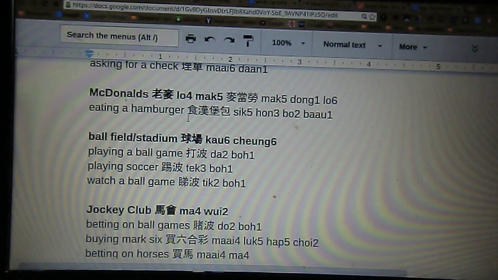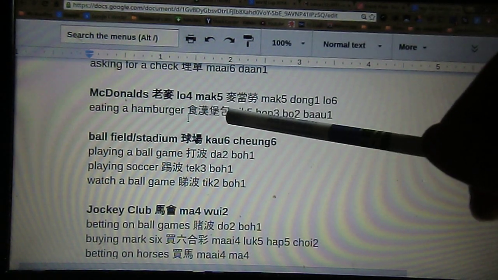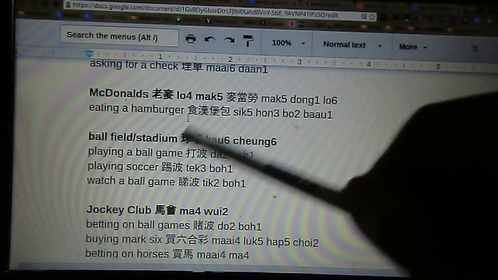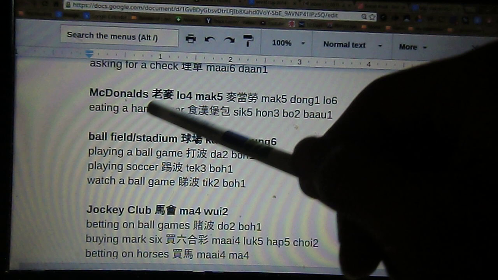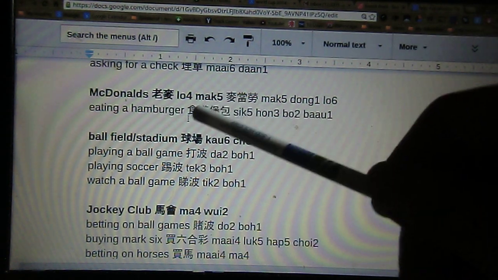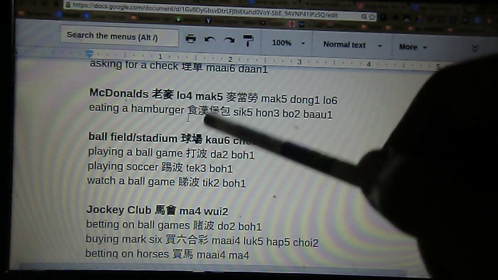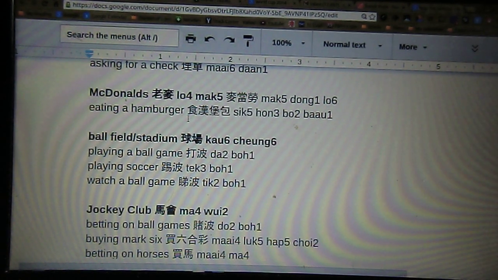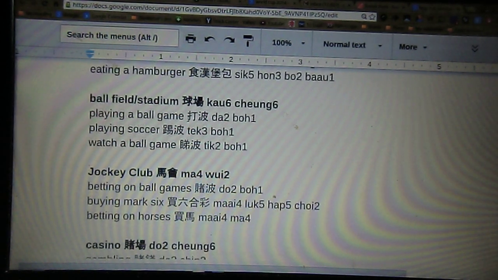And then what do you do? 食漢堡包. Right? 漢堡 actually is from the word Hamburg. But then if you translate the entire thing, people will not understand. So instead of calling it 漢堡架, we call it 漢堡包. Bao actually is a bun. It's a Hamburg bun. 食漢堡包.